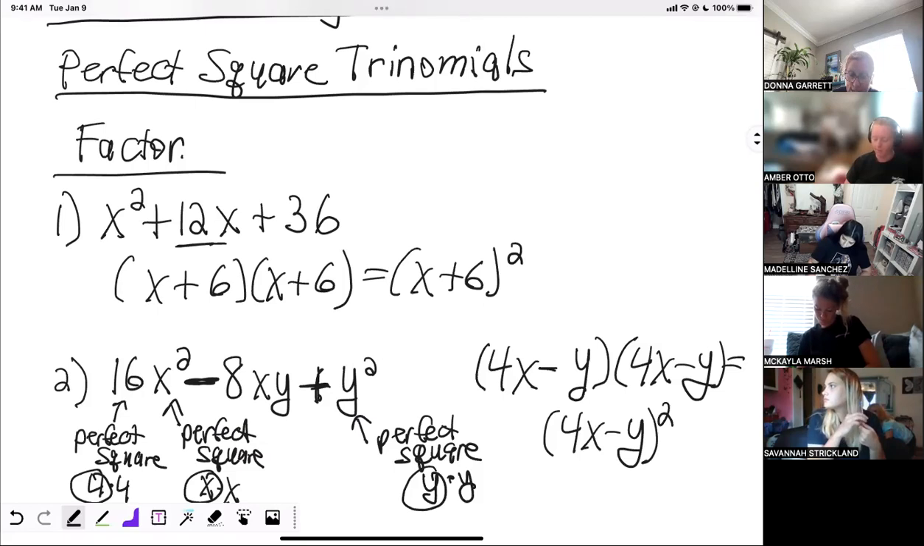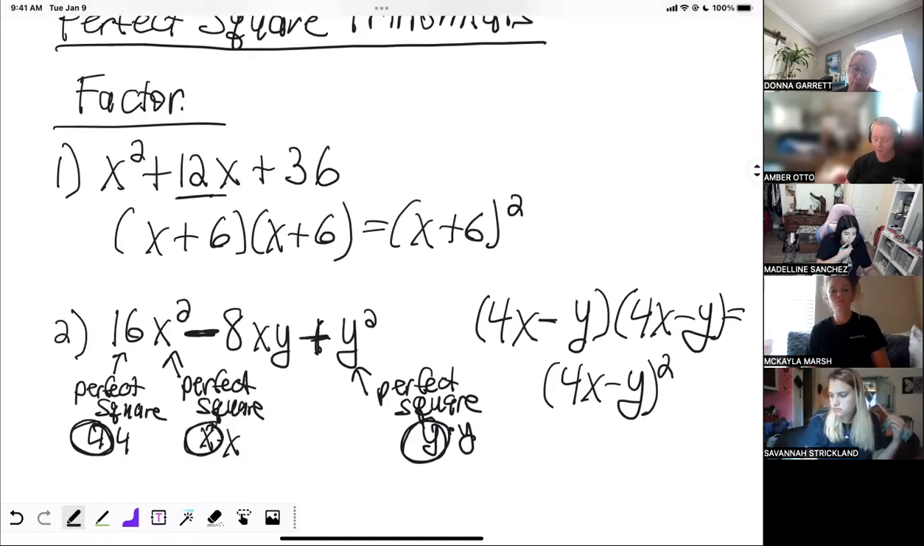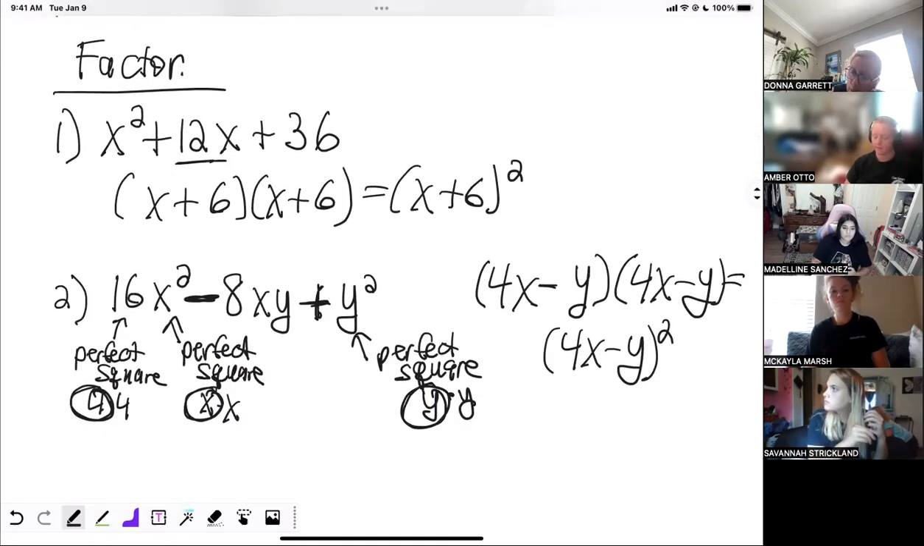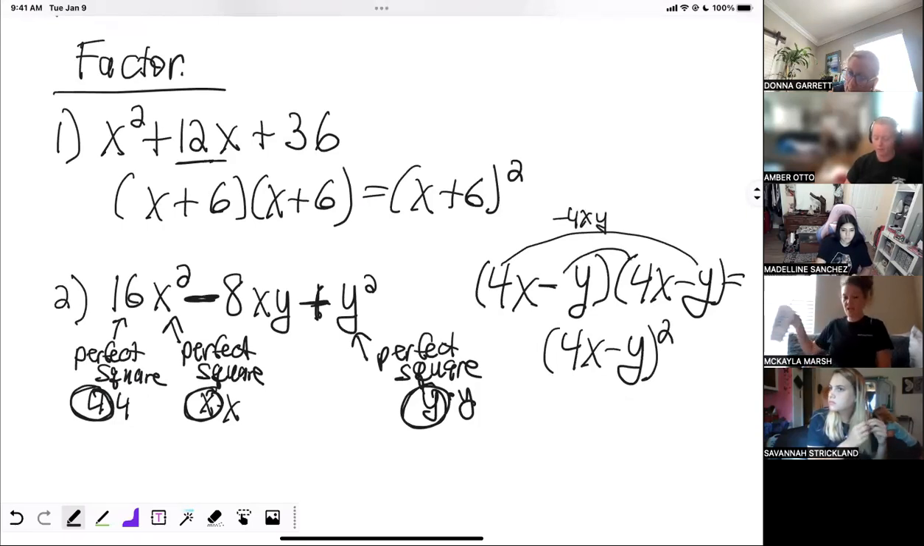So just by deciphering the perfect square part, you know how to factor it. I knew it had to be a 4x and a y. And we never checked, but does it make negative xy? Yeah, because when I do my outsides, I get negative 4xy. And when I do my insides, I get negative 4xy, which is your negative 8xy. It comes out perfectly like that because they're perfect square trinomials.